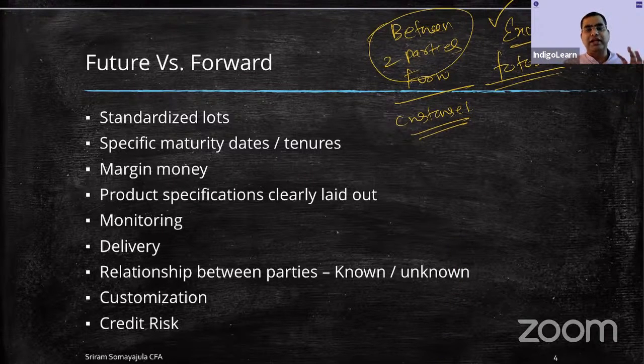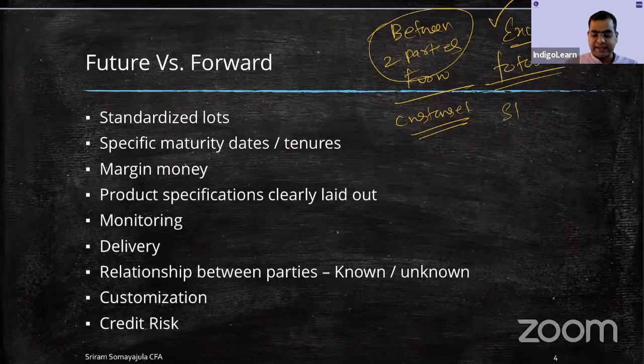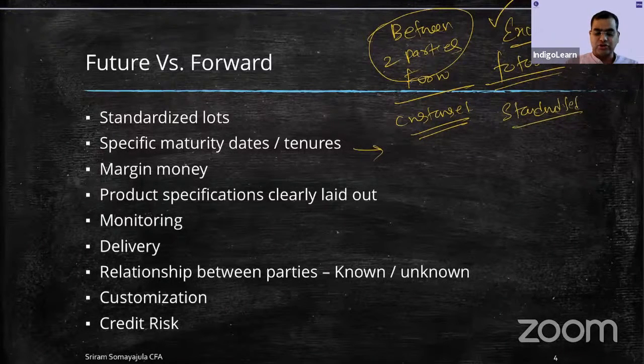I will buy 11 grams of gold. I will buy 11.5 grams of gold. You cannot have contracts like that. So those contracts are always standardized, right? They have specific maturity and tenure. Forward contracts are not for specific maturity or tenure.